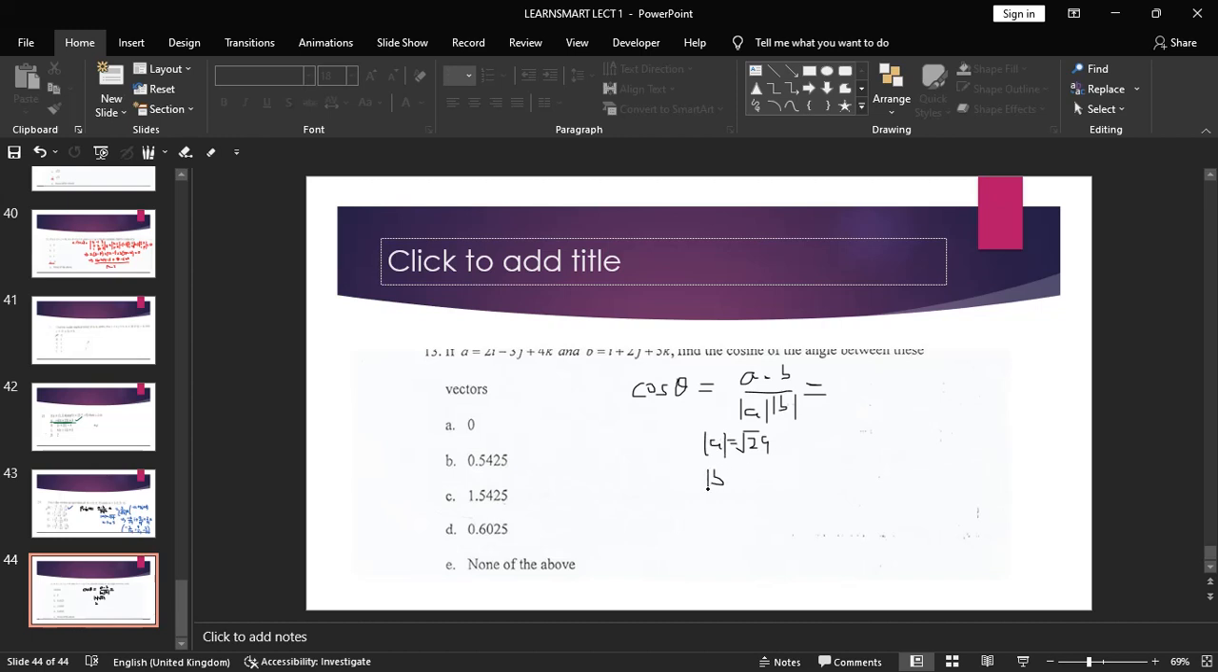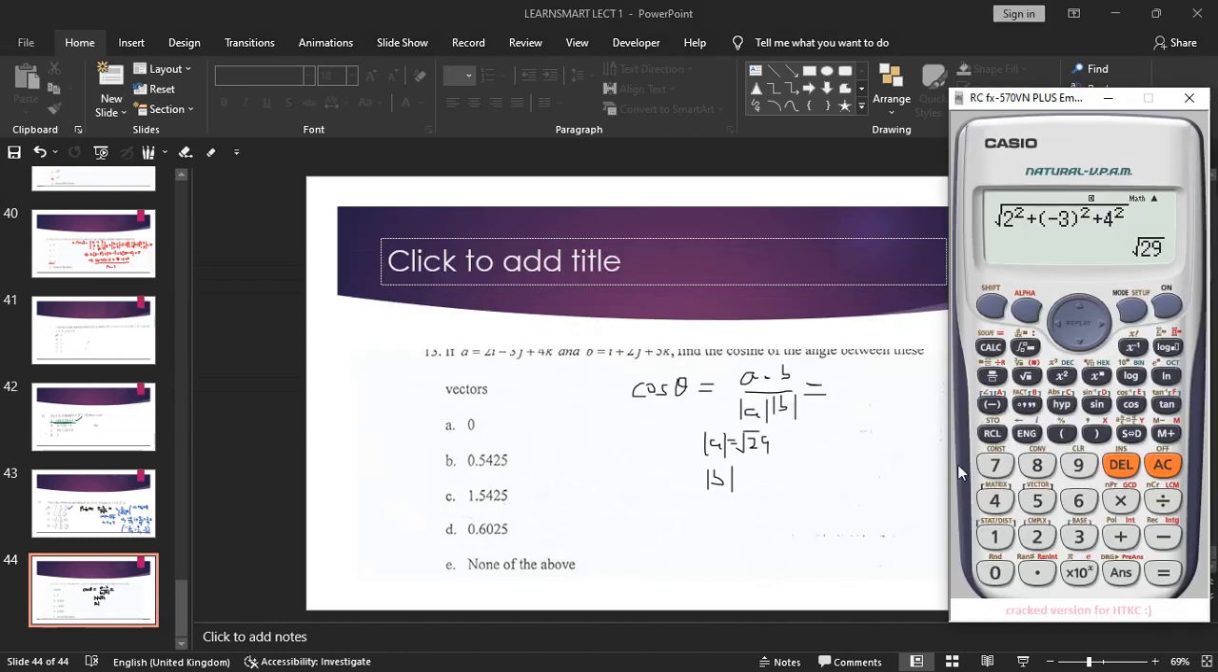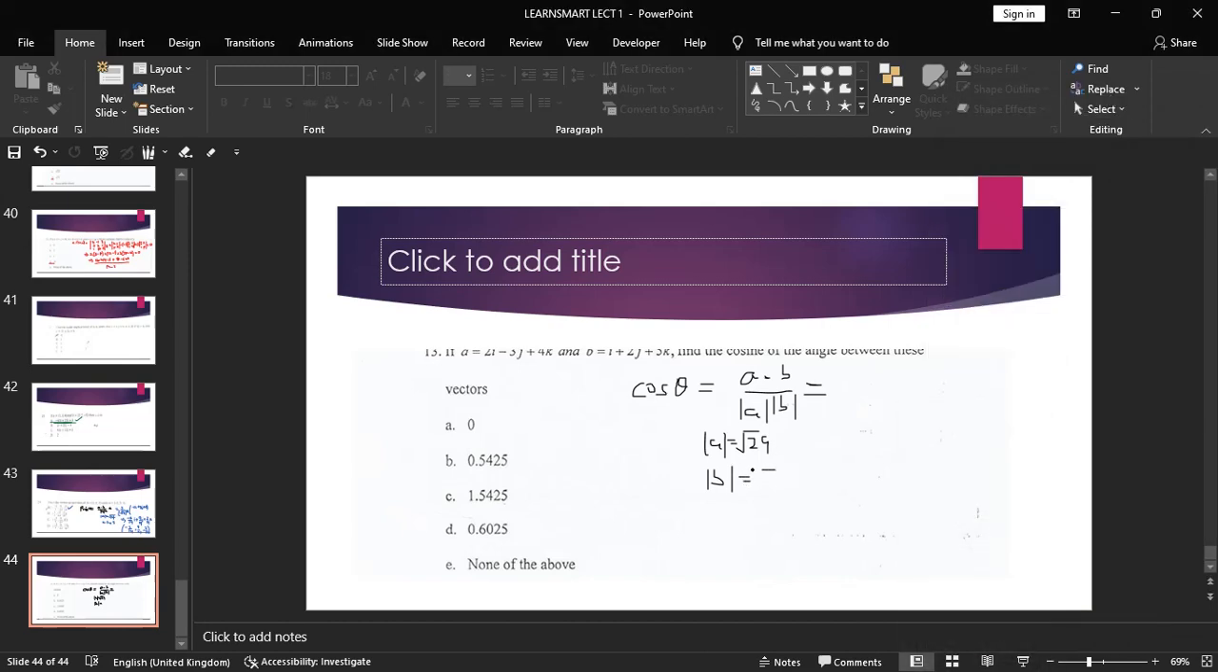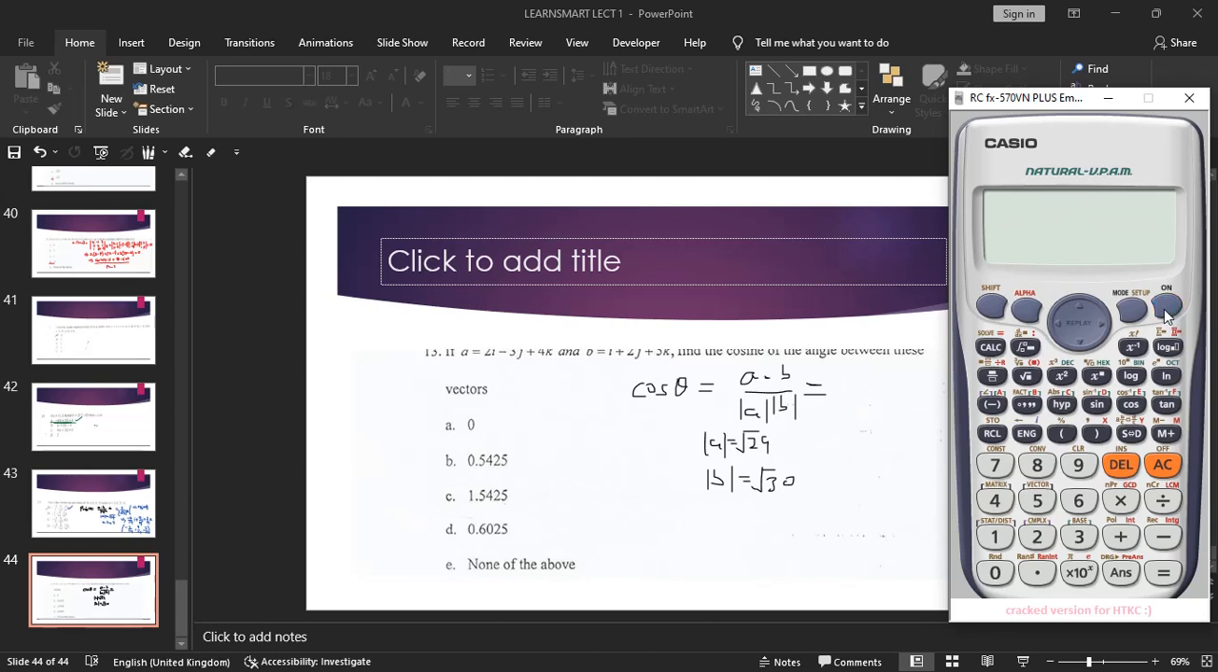Let's find magnitude of B. So magnitude of B is equal to 1 squared plus 2 squared, plus 5 squared. That will give us root of 30. So this is root of 30. So let's find A dot B. Now we can just go back to our vector mode. You could just find the magnitude in vector mode, but you can also try doing it this way.